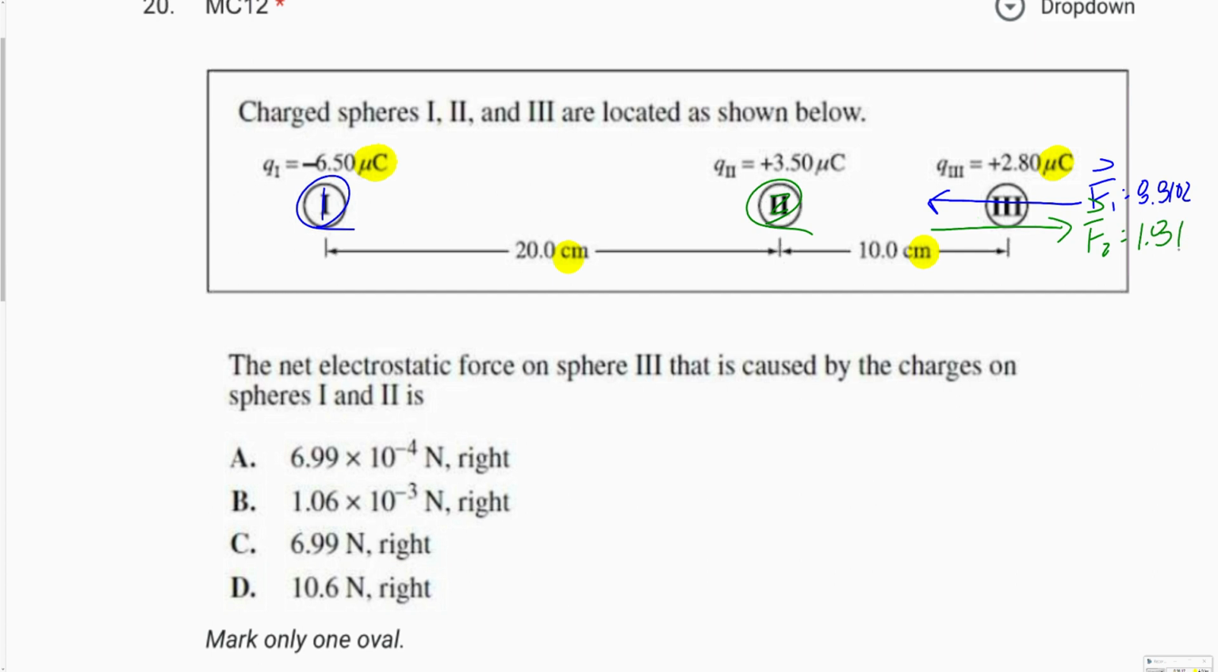Now, because they're opposite directions, we're going to say negative 8.8 plus positive 1.8, which gives me a positive 6.9. Shouldn't it be negative? Shouldn't it be to the left? 6.99 to the left. The force on sphere 3.